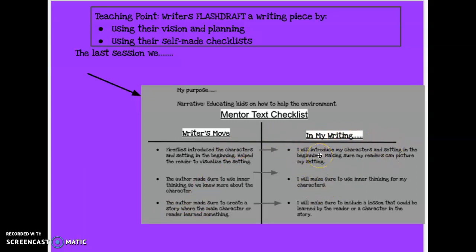So I'll introduce my characters and my setting in the beginning, making sure readers can picture my setting. I'll make sure to use inner thinking for my characters. And I'll make sure to include a lesson that could be learned by the reader or a character in the story. So I want to keep those in mind when I sit down to start this flash draft.